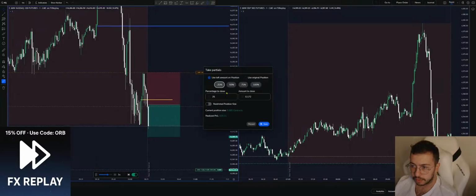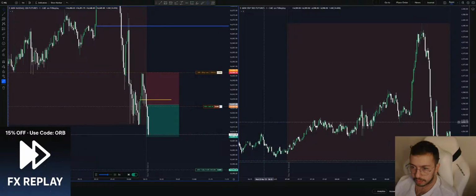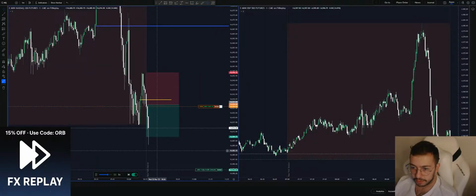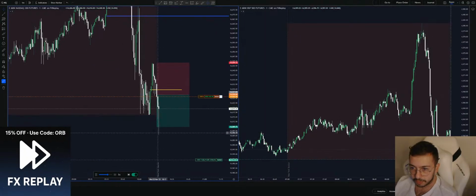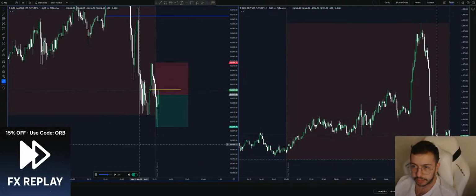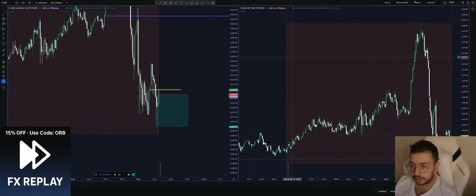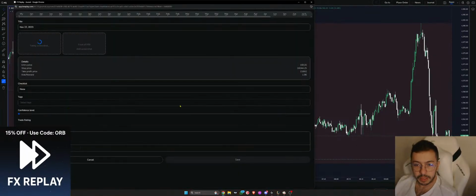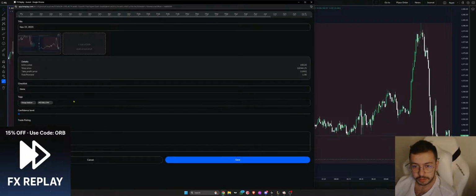It's like literal. See, now I take partials. Wait, hold up. Yep, now we take partials, move stop loss to break even. See? It's literally behaving like the live. Now I start break even. This is very good if you want to practice how to trail your stop with the price. It's really good.